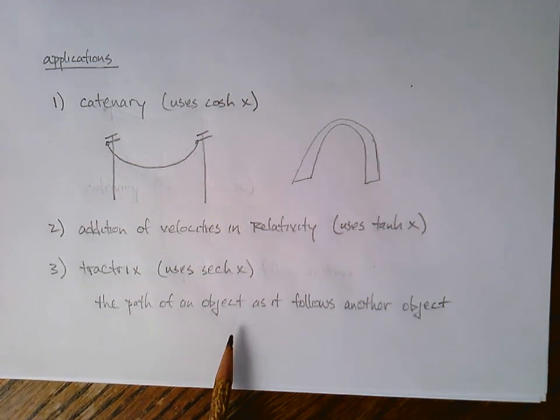So the path of an object as it follows, if you wanted to describe that path, then you would need hyperbolic secant of x. Okay, we've defined these, talked about some applications. We haven't even done any examples. That will be to come.